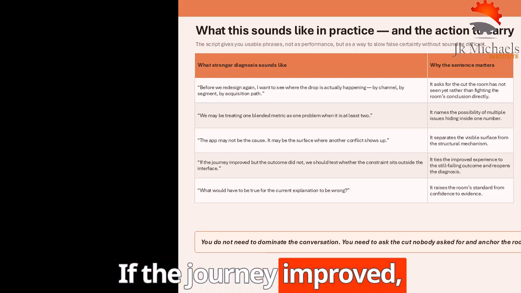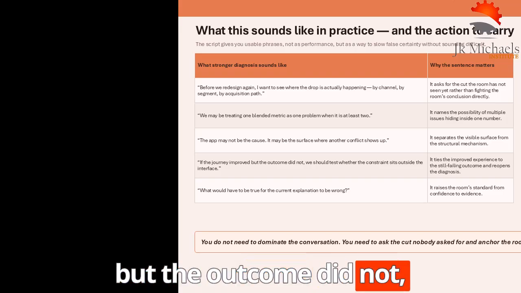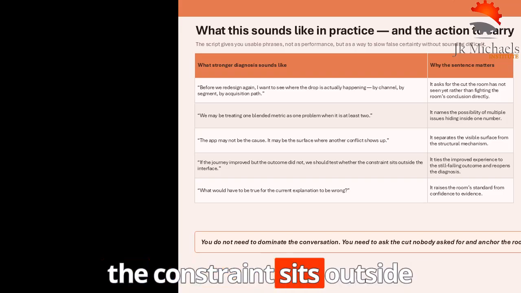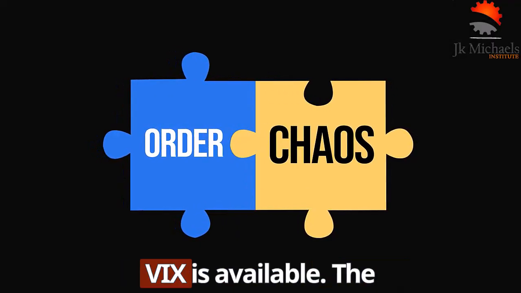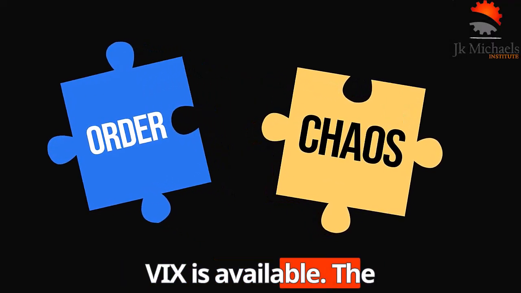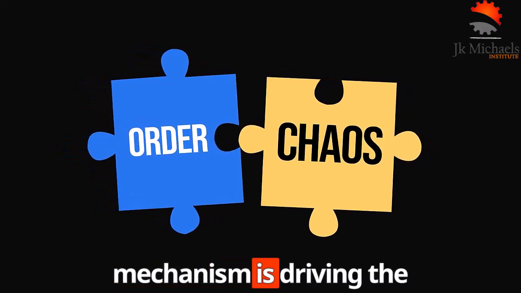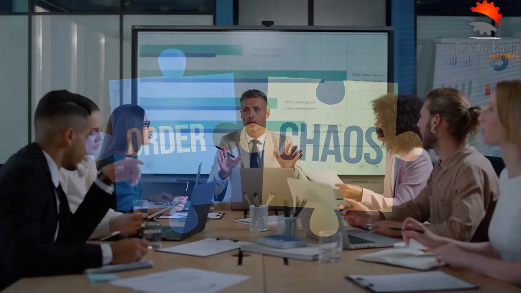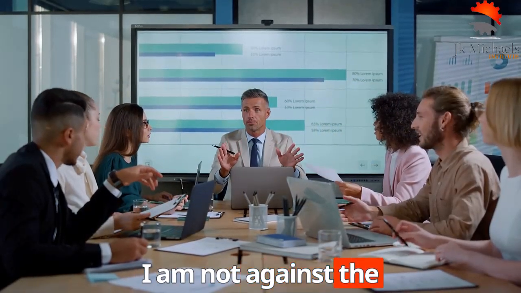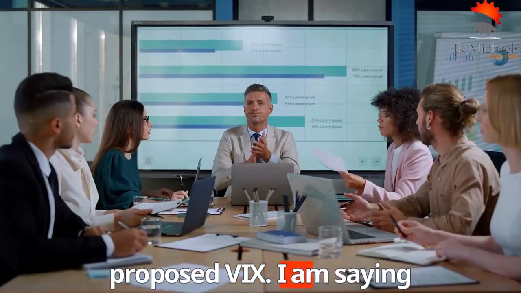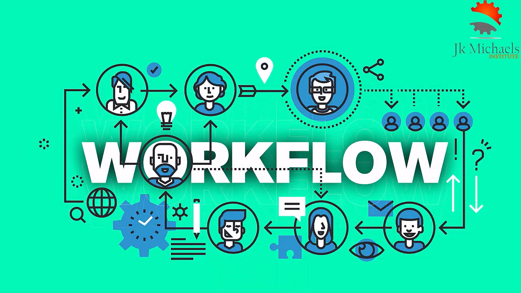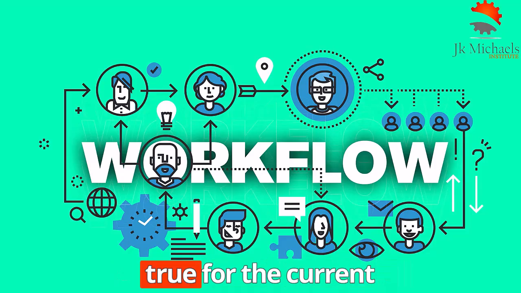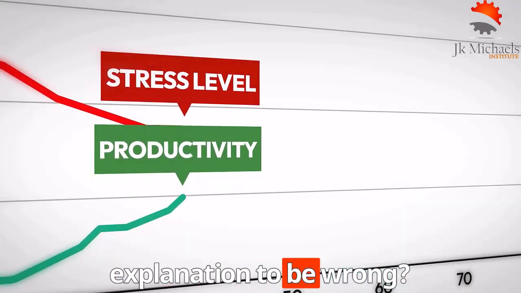If the journey improved but the outcome did not, we should test whether the constraint sits outside the interface. The question is not what fix is available. The question is what mechanism is driving the miss. I am not against the proposed fix. I am saying the diagnosis has not yet earned it. What would have to be true for the current explanation to be wrong?